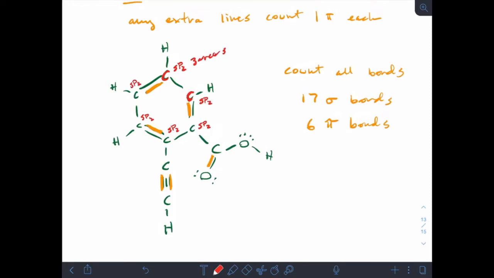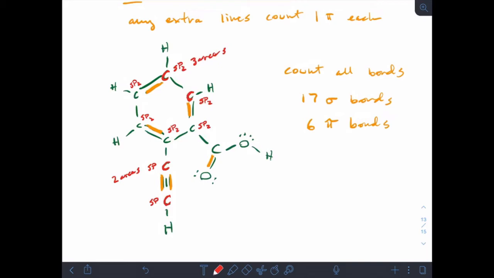Okay, because they each have 3 areas of electrons around them. All right, let's come to the bottom of the ring and that branch that comes off of it, and let's look at this carbon. What is its hybridization? It's got 2 areas of electrons around it, so it's sp. Same thing with the carbon below it. This carbon is also sp because it has 2 areas of electrons around it.